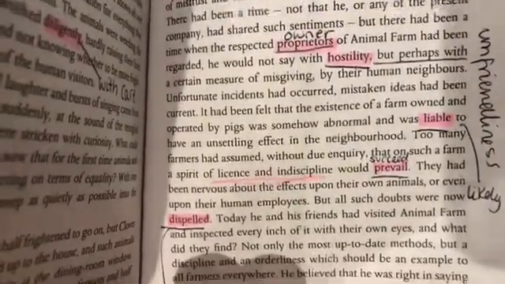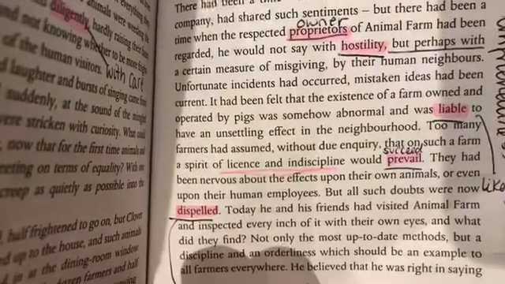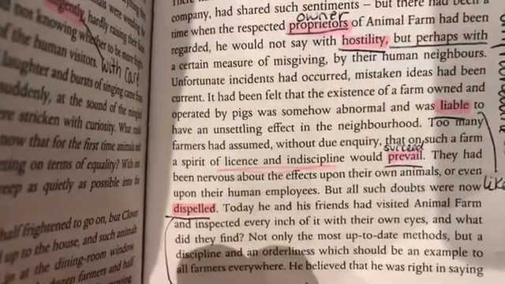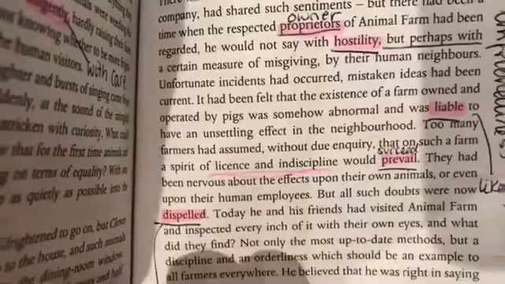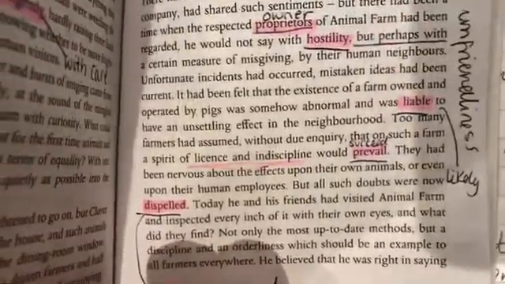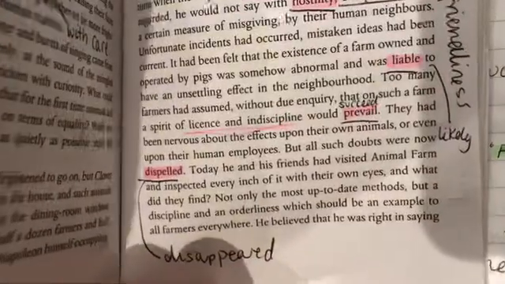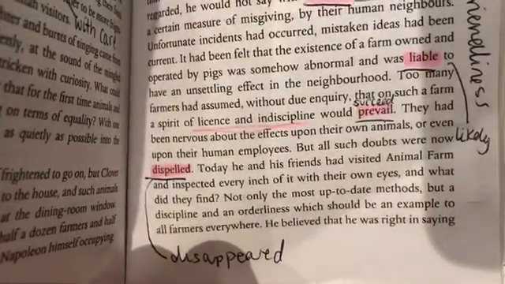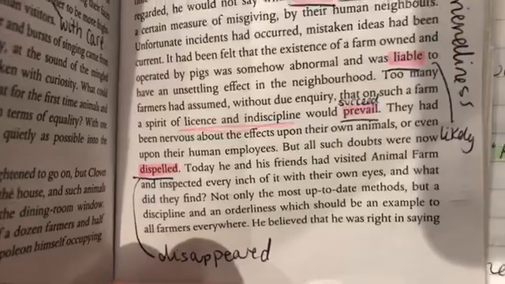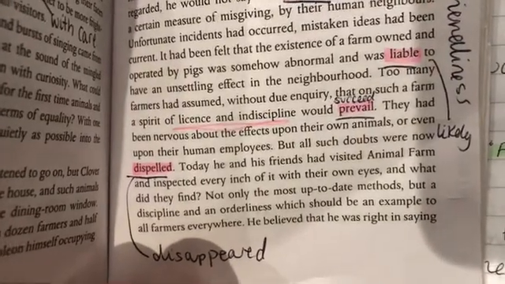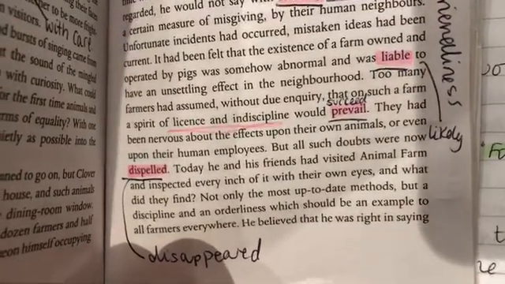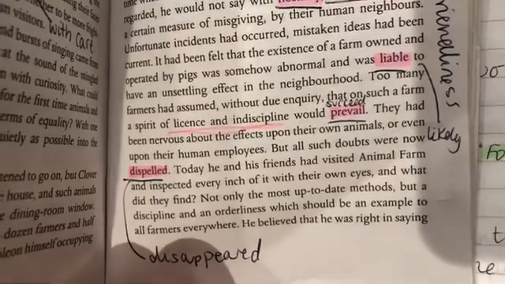Licence and indiscipline just sort of means freedom, disregard for the rules, indiscipline, so not being disciplined. So just sort of, they assumed it would run riot. There'd be no law and order. They had been nervous about the effects upon their own animals, or even upon their human employees. But all such doubts were now dispelled, so disappeared, they'd gone, the doubts lifted.